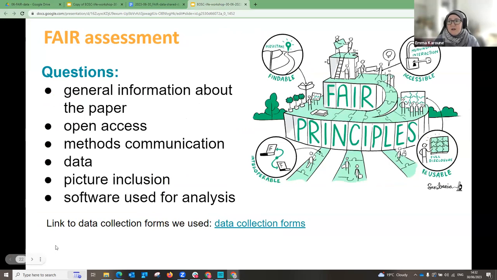The questions we thought about asking of these articles were general information about the paper: who wrote them, what they were about, the time frame of the studies, and where geographically the study was. We wanted information about whether the articles and the data were open access, how the methods in the papers were communicated, and lots of information about the data, so where it was and what type of data was published. We also wanted to know about the pictures included, the photos for identification purposes in the articles, and to learn a bit about the software used for analysis. You can see all of our data collection forms. We have a GitHub repository linked here, so you can see everything that we've done in this particular study.